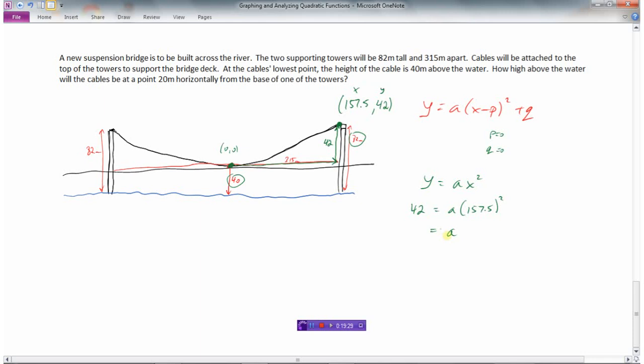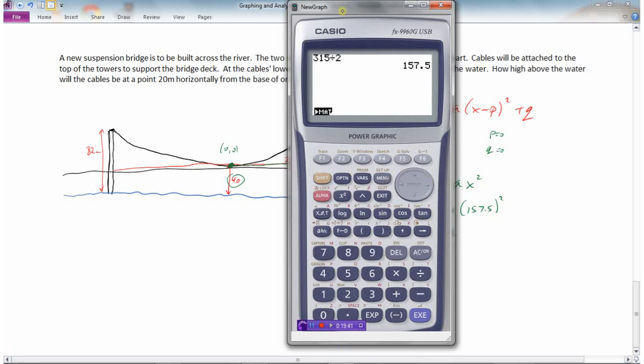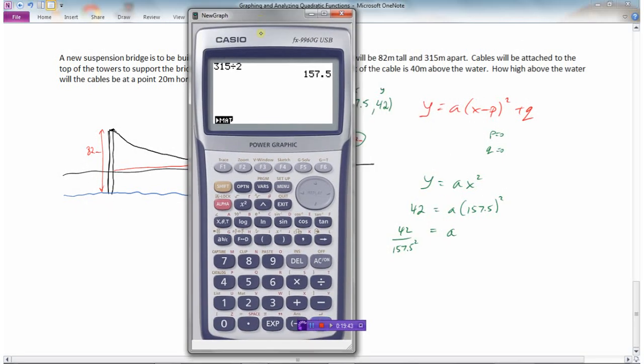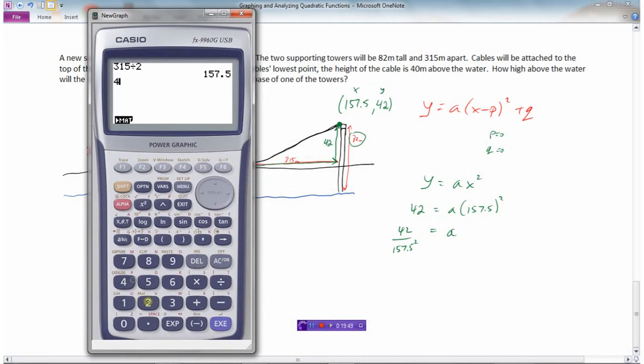And to isolate A, I'll divide everything by 157.5 squared. And I'll go to my calculator, and I shall put in 42 divided by 157.5 squared, and get a very small number for A.